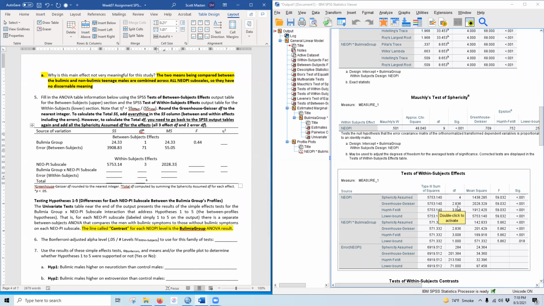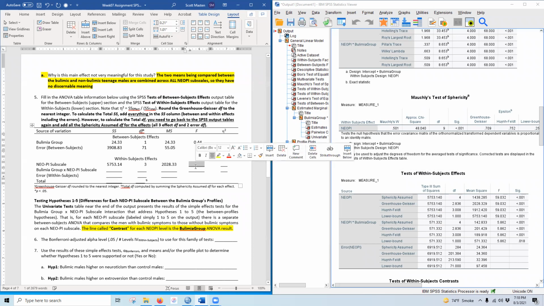Yes, that looks good. 2028.33. Our F is 59.03. That's significant, less than 0.05? Yes, it gets a star. We can't do eta squared yet. How about the interaction? That's here. Remember to do greenhouse geyser.